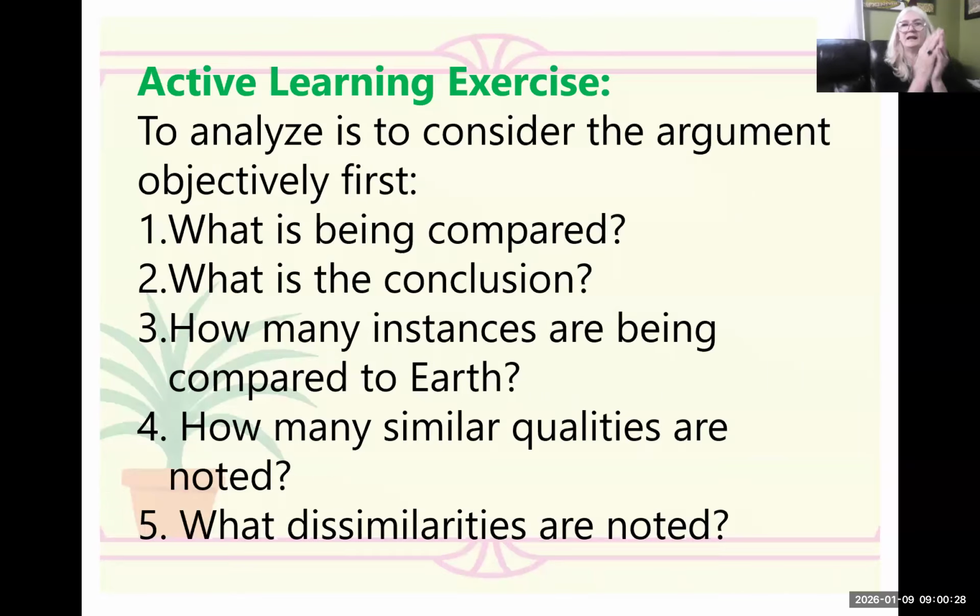So, analyze, again, we're just going to go through the analysis of it. We want to consider 1, what is being compared, 2, what is the conclusion, 3, specifically in this one, how many instances are being compared to Earth? So how many different things are being compared? How many similar qualities are noted? And what dissimilarities are noted?